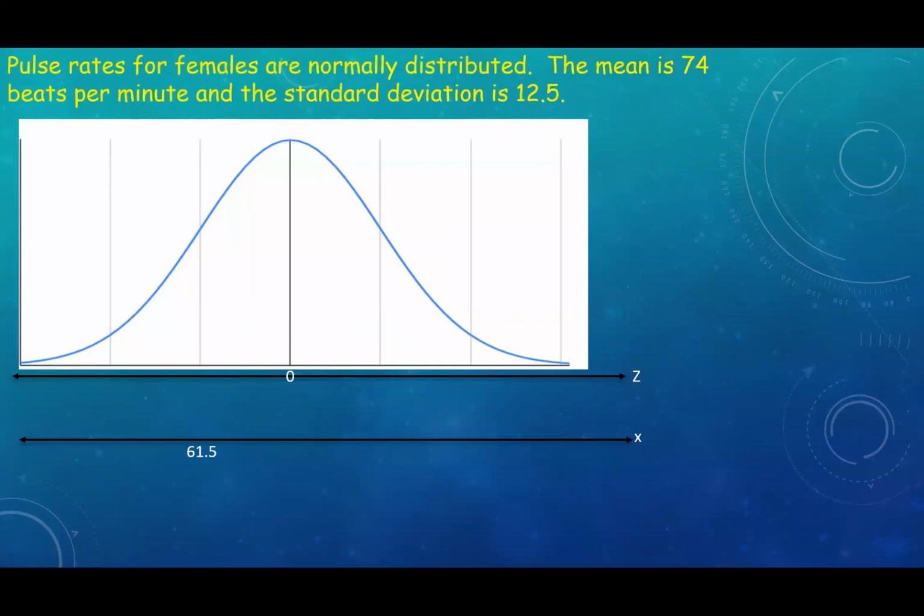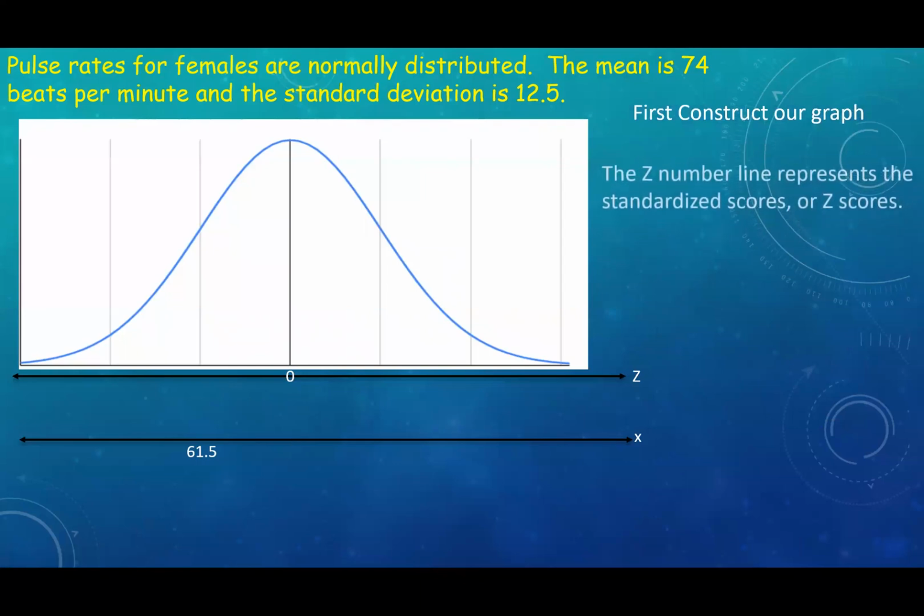So pulse rates for females are normally distributed. The mean is 74 beats per minute, and the standard deviation is 12.5. Don't worry about that 61.5 yet. So on the z-score, the mean is 0, but down here, it would be 74. So first construct the graph.